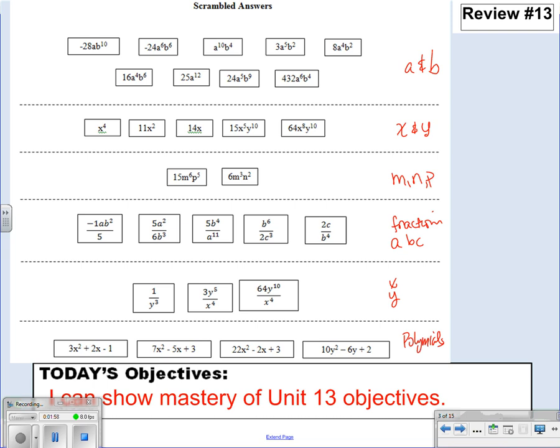Our first answer was 8, a to the 4th b squared. So I'll look at the top and I find 8, a to the 4th b squared. We'll cross it out.